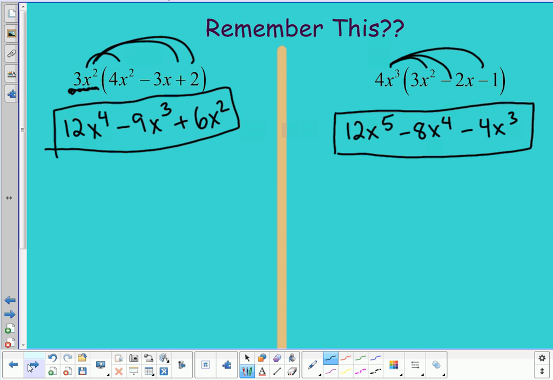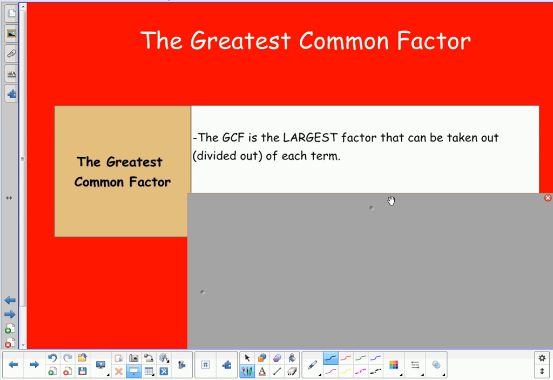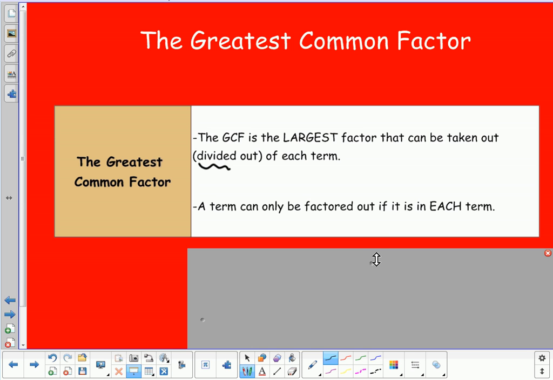And factoring is undoing multiplication. So the first type of factoring that we're going to learn is how we find a GCF. So finding a GCF means that I am going to look for the GCF, which is the largest factor that can be taken out or divided out of each term. So the GCF is the largest factor that can be divided out of each term. A term can only be factored out if it is in each term of the polynomial. So a GCF, that C in the middle, stands for common. The term that you divide out has to be common among everything that is in the polynomial.